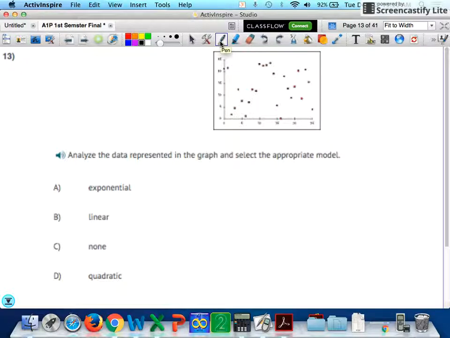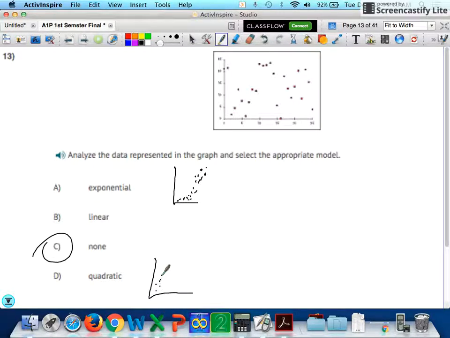It's just a bunch of scattered dots all around, and there's really no good way to draw a line through it. If there's no good way, then it's none. Okay, what would an exponential set of data look like? Something that does this. Now, the dots may not be perfect, but it has a general curve, okay? Linear, we've seen a lot of.